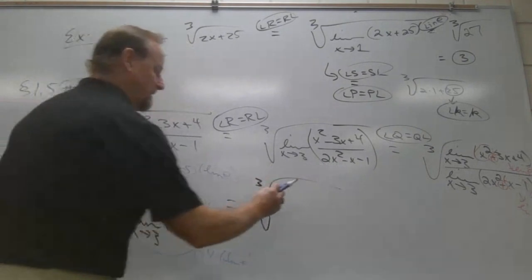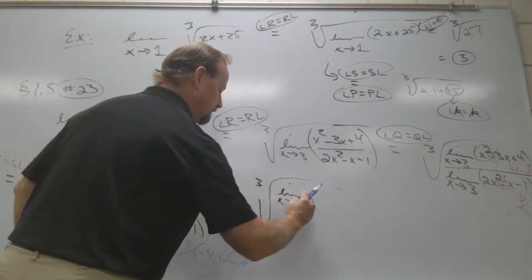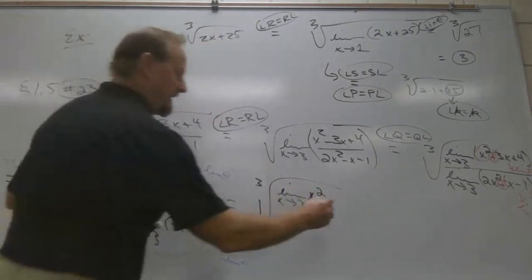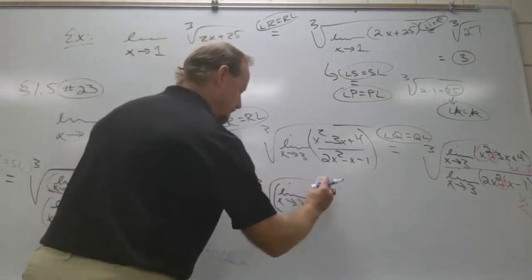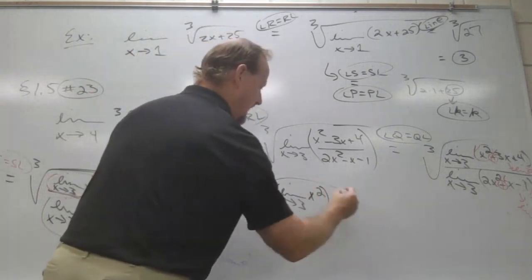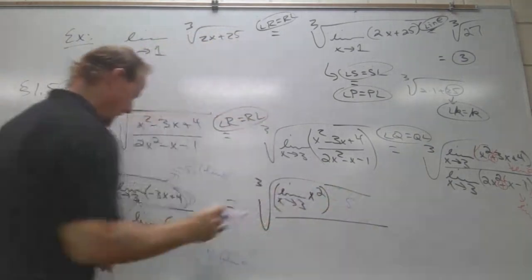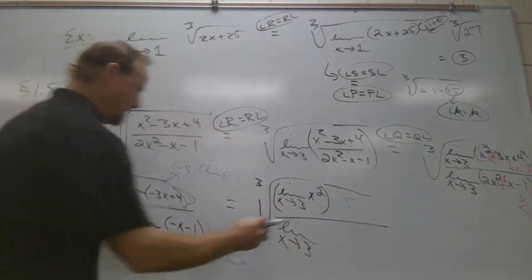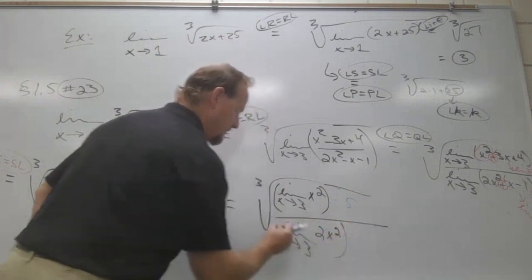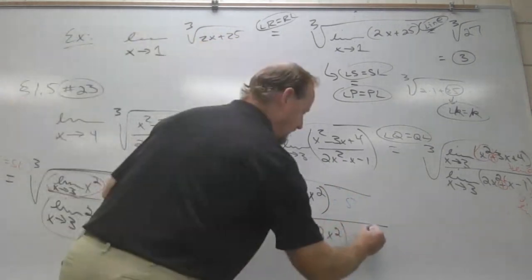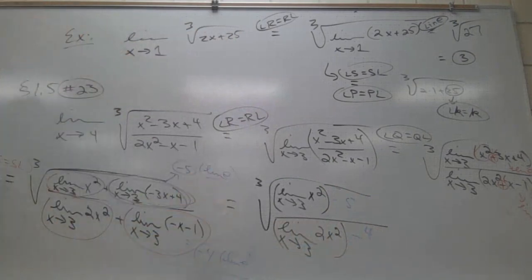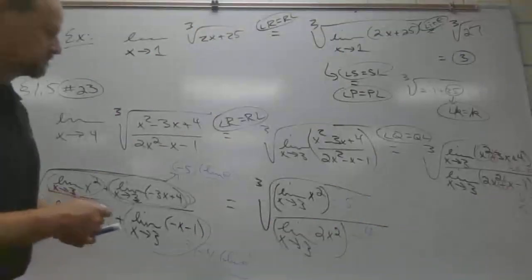So this becomes the cubed root of the limit as x approaches 3 of x squared. And then what? Minus 5, right? So that's the first thing, then minus 5. And on the bottom, what do I got? Limit as x approaches 3 of 2x squared. That's the first one. And then minus 4, right? Because of lines. So I was just able to plug in, right? So we're getting closer.